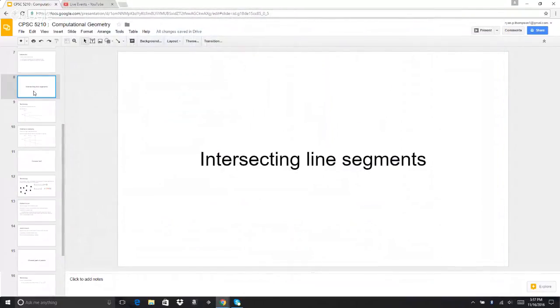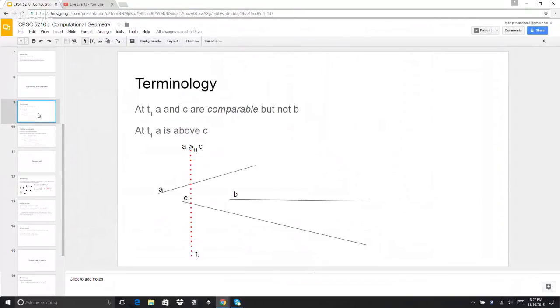Intersecting line segments. We'll start with some basic terminology again of the intersecting line segments. At T1, A and C are comparable, but not B. At T1, A is above C.